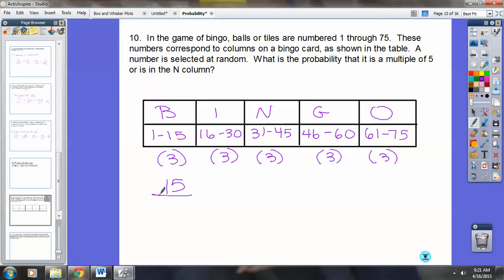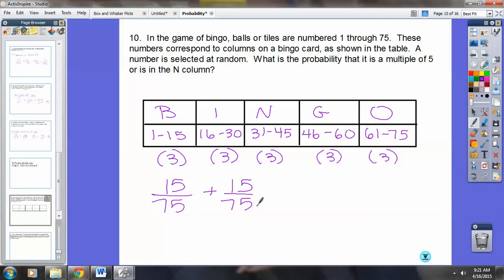Out of how many total numbers? 75. Plus, we want the probability that it is in the N column. How many numbers do we have in the N column? 15. There's 15 numbers in the N column, 31 to 45, out of 75 total numbers.